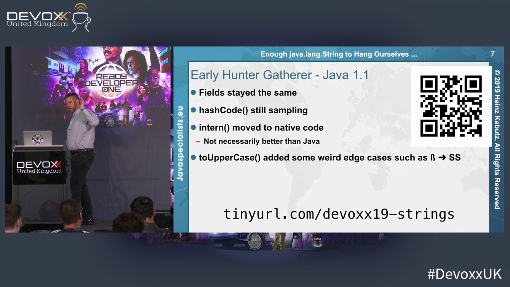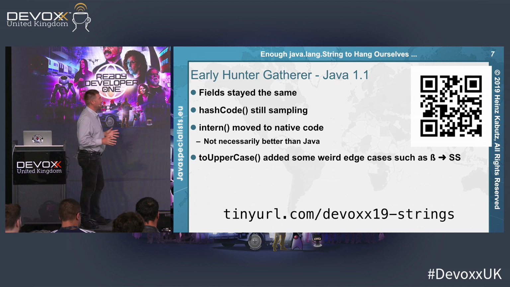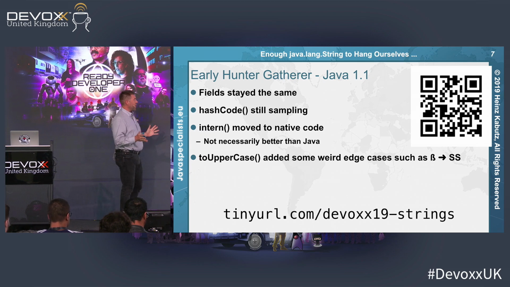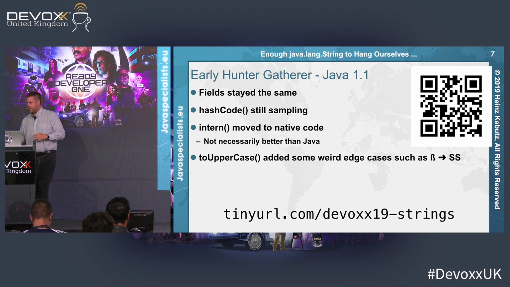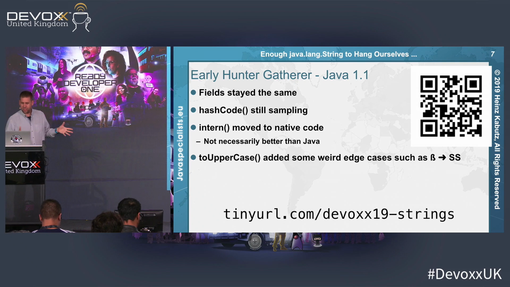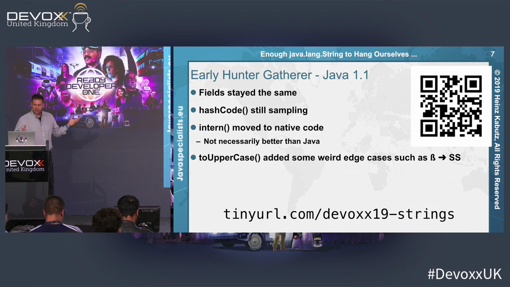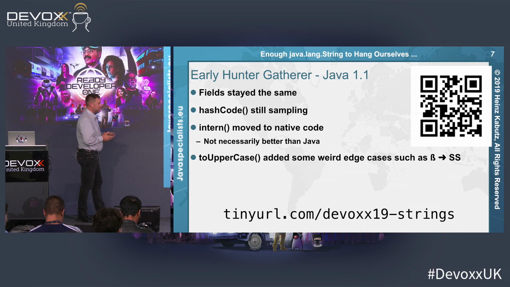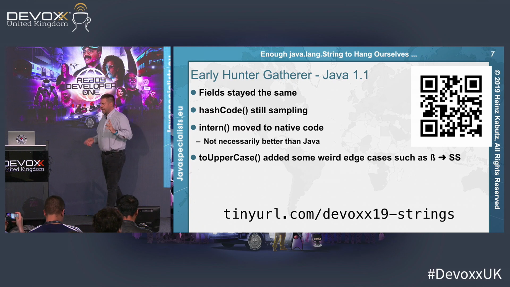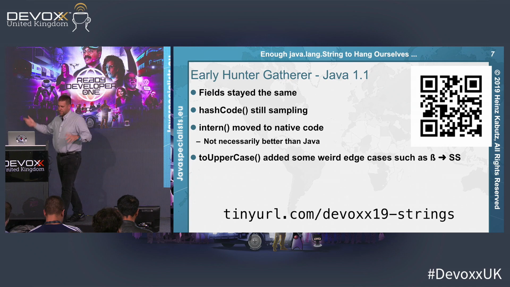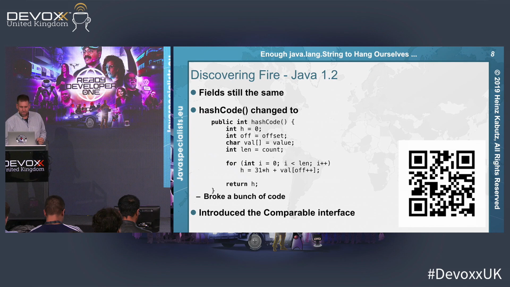Now, in Java 1.1, they changed things a bit. The field stayed the same. The hash code was also still the same. And they moved intern to native code. Now, the native code wasn't necessarily faster than the hash table, and we'll get back into this whole string table in a moment. Also, toUpperCase had some weird edge cases, like if you're in German and you convert the German funny letter ß, it makes it a double capital S. This is weird stuff. But generally, most of it stays the same.